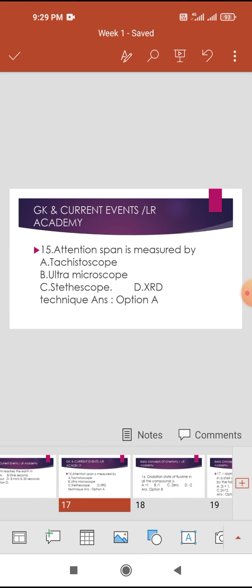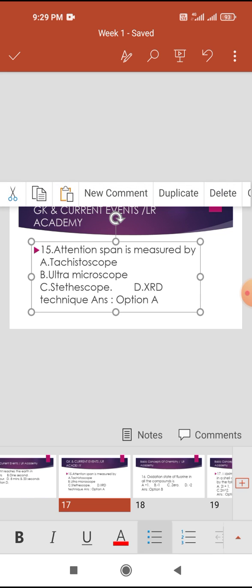Question number 15, the last question of GK and current events. Attention span is measured by tachistoscope, ultra microscope, stethoscope, XRD technique. Again, I repeat. Attention span is measured by, the right answer is tachistoscope, option A.